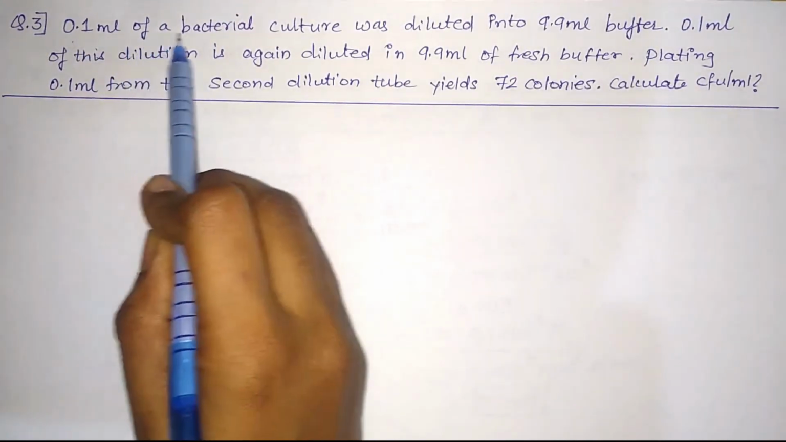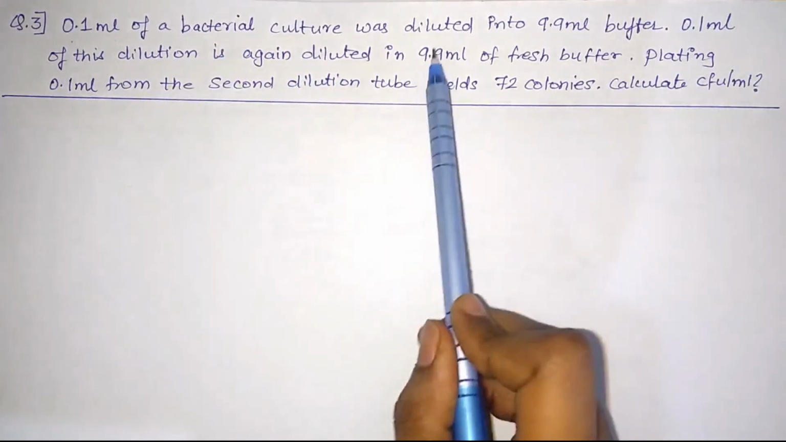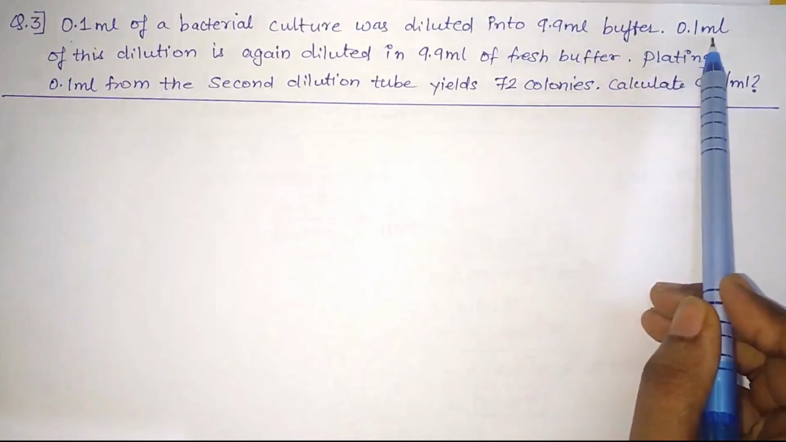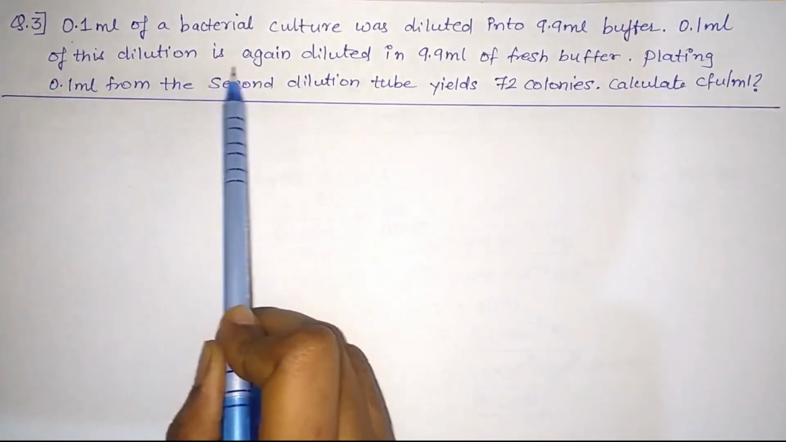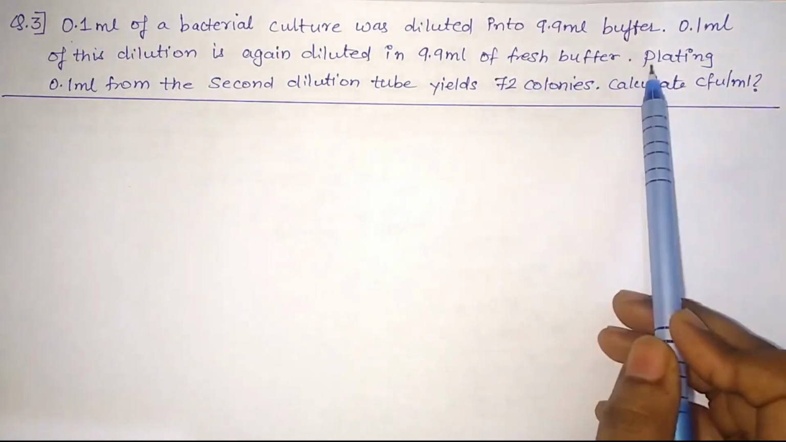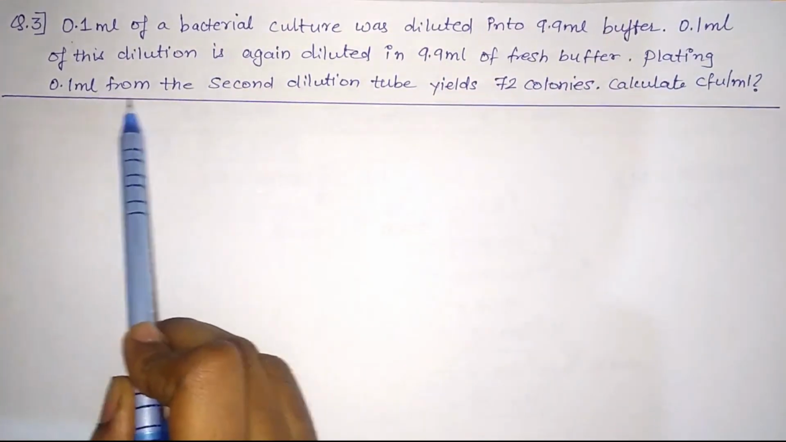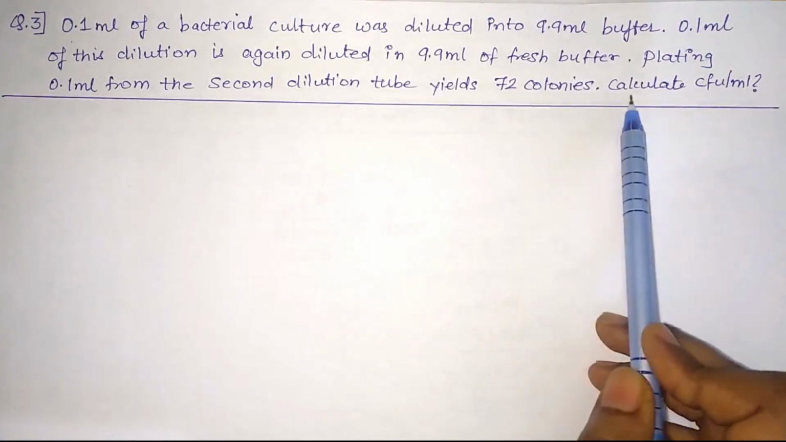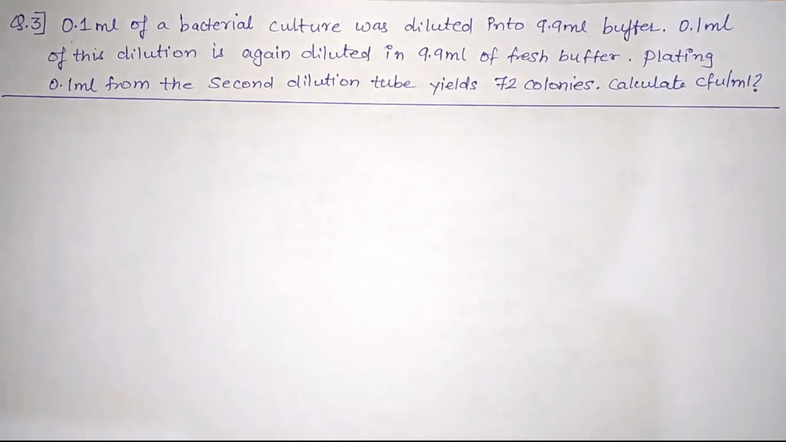0.1 ml of a bacterial culture was diluted into 9.9 ml buffer. 0.1 ml of this dilution is again diluted in 9.9 ml of fresh buffer. Plating 0.1 ml from the second dilution tube yields 72 colonies. Calculate CFU per ml. Students, this particular question is similar to the serial dilution method that we have learned in our regular practicals. Now let us solve this question.